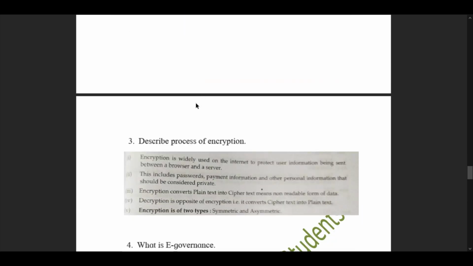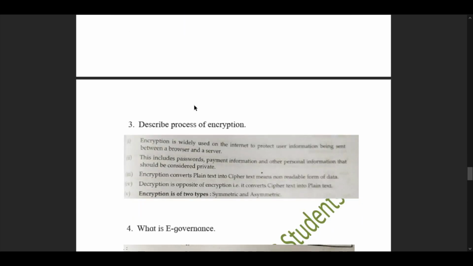That was our MCommerce. Now we move forward to question 3. Describe the processes of encryption. So this process is divided into 5 steps. We'll be understanding this now. The first step says encryption is widely used on the internet to protect user information being sent between a browser and a server. Second pointer, this includes passwords, payment information, and other personal information that should be considered private.